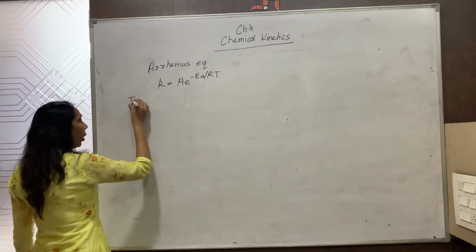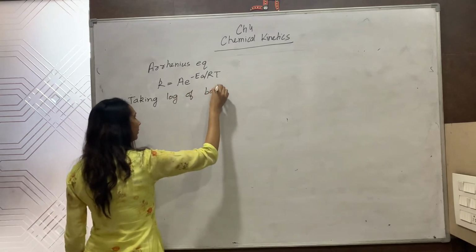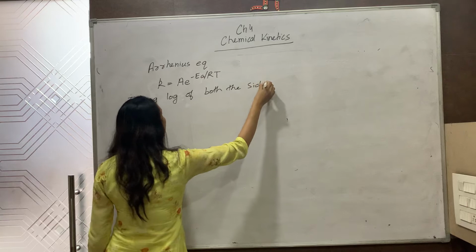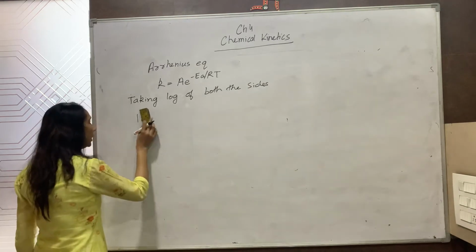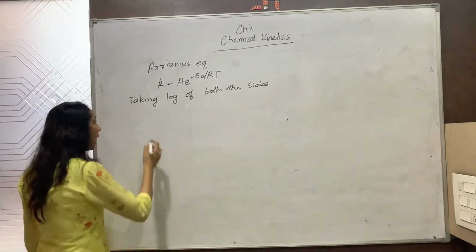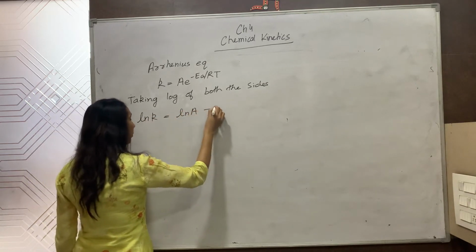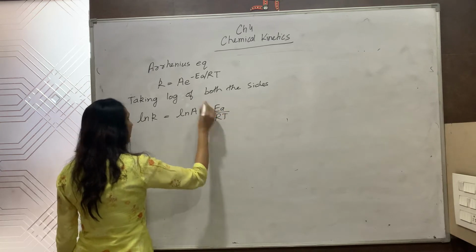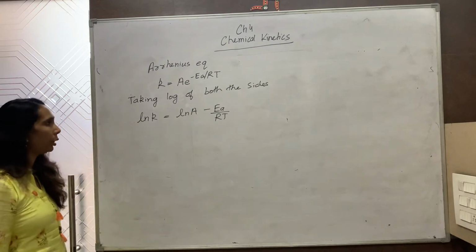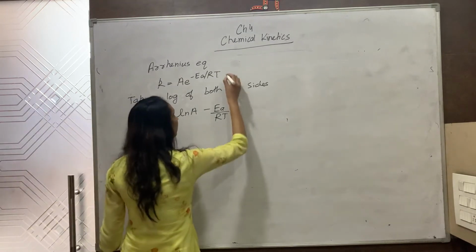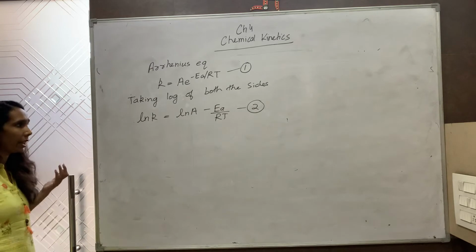Now taking log of both the sides, ln, natural logarithm, ln k is equal to ln A minus Ea by RT, because it is the exponential form, and you know that ln is log to the base e. So on taking log of both the sides, we get this equation. This is equation 1 and this is equation number 2. Now let us just simplify this equation.